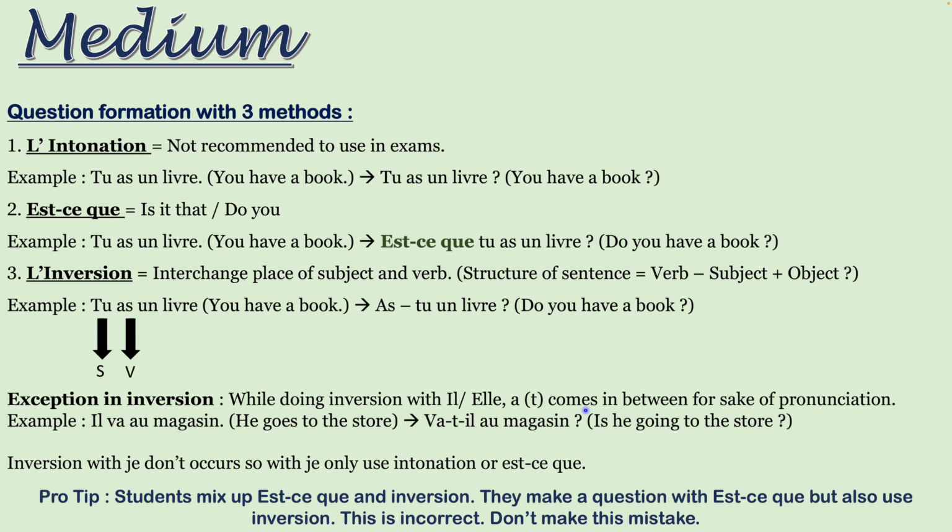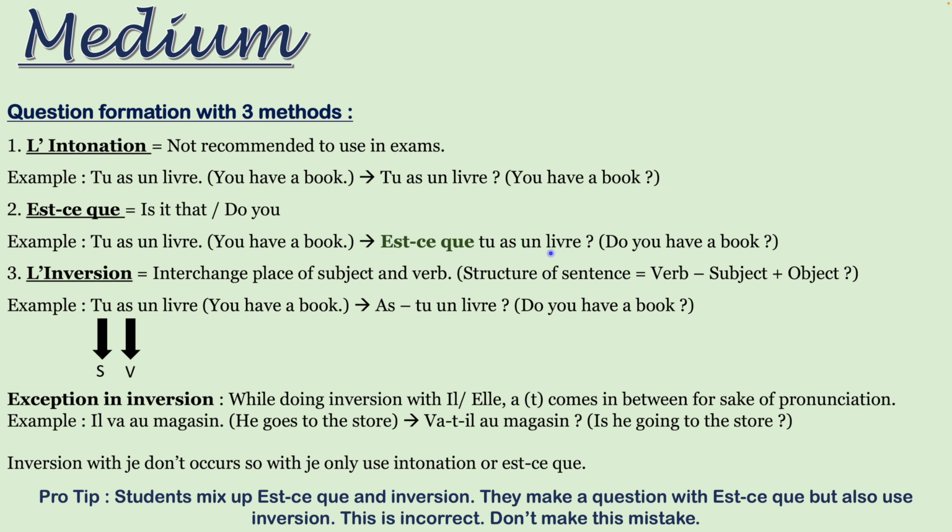A pro tip here: students usually mix up "est-ce que" and inversion, and they make a question with "est-ce que" but they also use inversion in that. This is totally incorrect, and please don't make this blunder. Don't do this. Example here, "Est-ce que tu as un livre?" A student who has some confusion might have made the sentence "Est-ce que as-tu un livre?" using two rules at the same time, and this is not done. You can't do that, right?